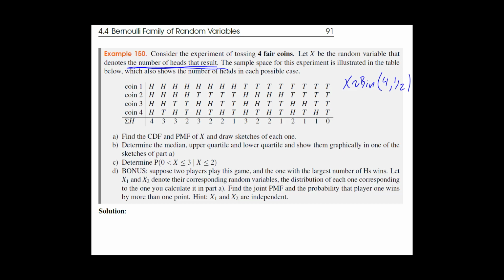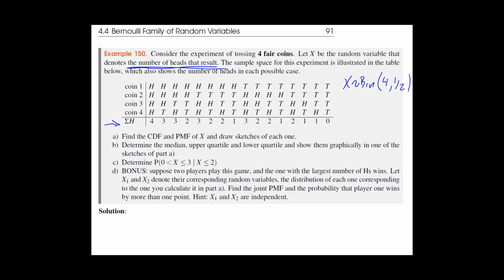Those are the parameters. Here's the sample space of this experiment, and the bottom row is the number of heads. You could draw the distribution just with these numbers, but now we know that it's a binomial random variable. Therefore, the CDF and PMF are just the equations we just saw.